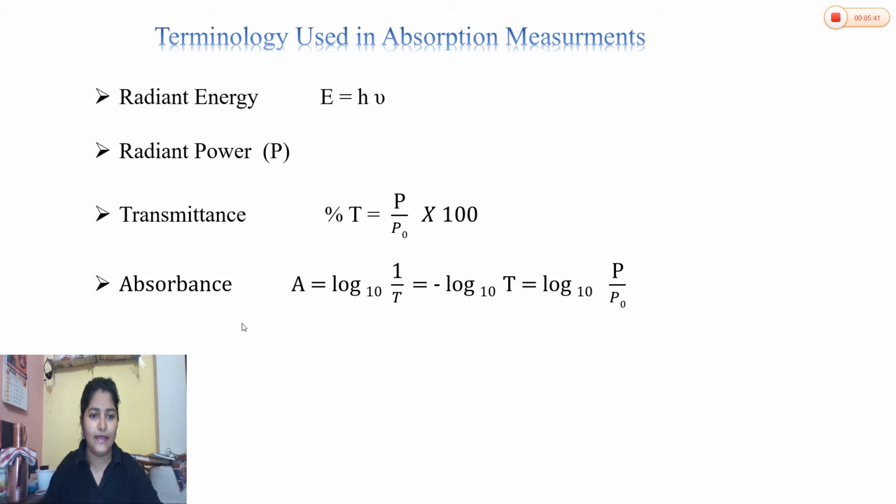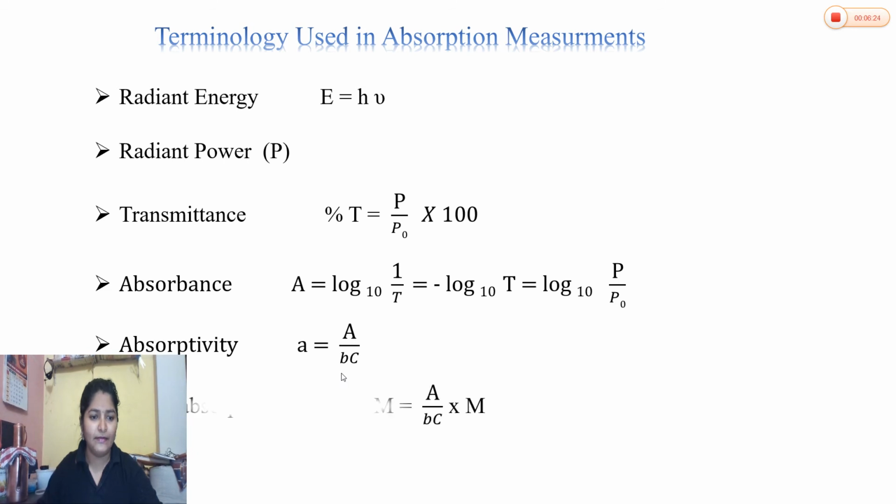Then the next term is the absorbance. Absorbance is denoted by capital A, which is exactly equal to the logarithm to the base 10 of 1 upon T, that is the transmittance. So we can write minus log to the base 10 T, and the value of T put in here is equal to log to the base 10 P0 upon P. Then the next term is the absorptivity. The absorptivity is denoted by small a, and it is the ratio of absorbance to b, that is the path length, and c, the concentration. So it is the product of path length and the concentration.